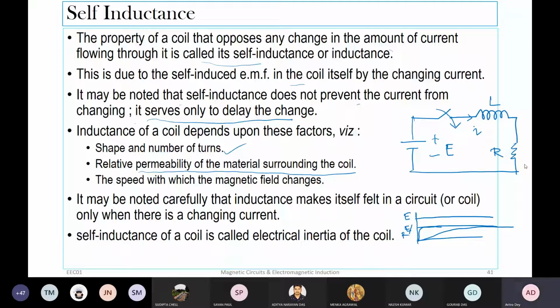It may be carefully noted that the inductance makes itself felt in a circuit whenever there is a changing current. Changing current means variation of the flux. So if there is no flux variation, then the inductance has no effect. And self-inductance of a coil is called the electrical inertia of the coil. As I told, we can compare it with the mass or moment of inertia of a mechanical system. So it is introducing inertia. That is why it is called the electrical inertia of the coil.